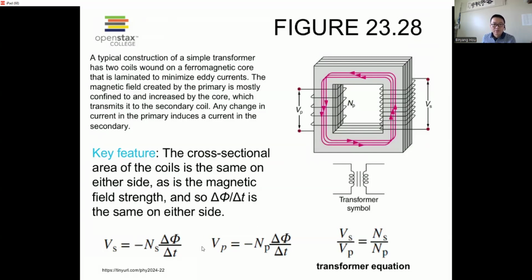So the ratio of these two voltages, secondary over primary voltage, is just proportional to the number of turns. If you have more turns on this side, you get higher voltage. If you have fewer turns on this side, you get smaller voltage. This equation is called the transformer equation.